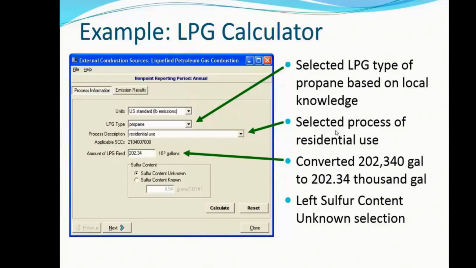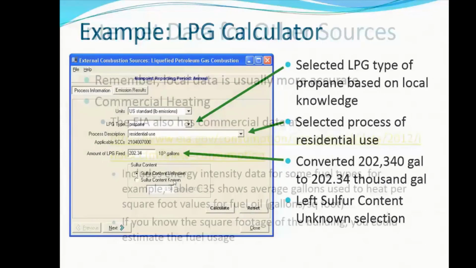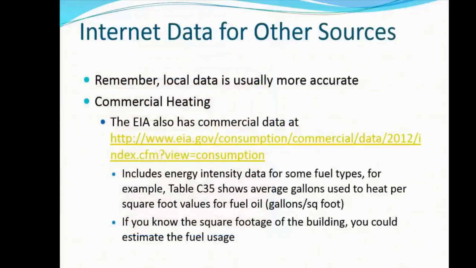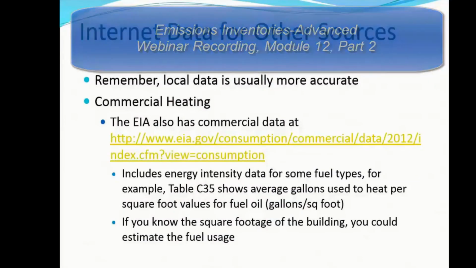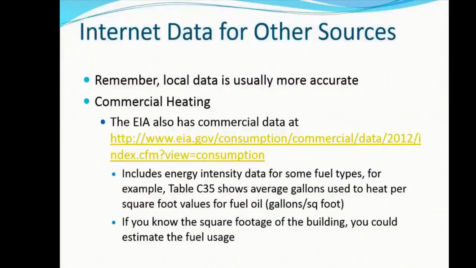And again, TEISS shows you what it's going to use if you leave unknown selected. And those are the 3 examples I wanted to show you. Now we're going to talk about some internet data for other sources. As always, local data is usually more accurate, so we recommend using local data as much as you can.